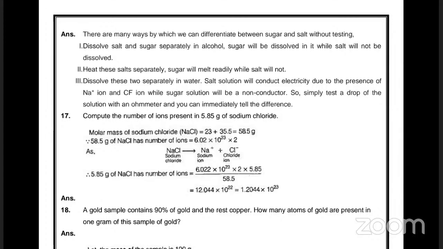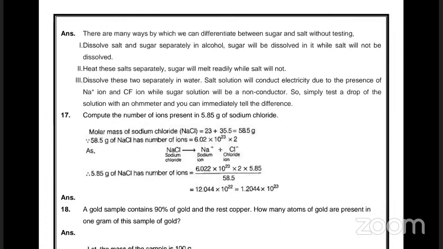And third, dissolve these two separately in water. Salt solution will conduct electricity. Why will it conduct electricity? Because of the presence of cations and anions, so it will be sodium ion and chloride ion, Cl minus, while sugar solution will not. Simply test a drop of the solution with an ohm meter and you can immediately tell the difference. So there are different methods.